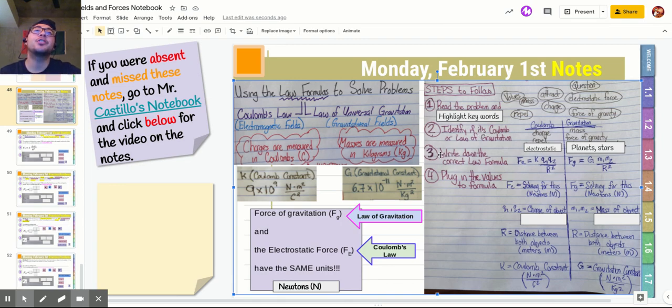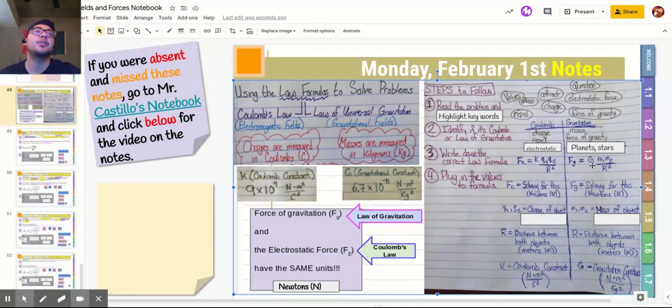The third step is to write down the correct law formula. Now that you've identified whether it's Coulomb's law or the law of universal gravitation, you have to write down the actual formula. If it's Coulomb's law, it's right here: Fe, the electrostatic force, equals the Coulomb constant times the first charge times the second charge over the distance squared. Just know that this is the formula we use.